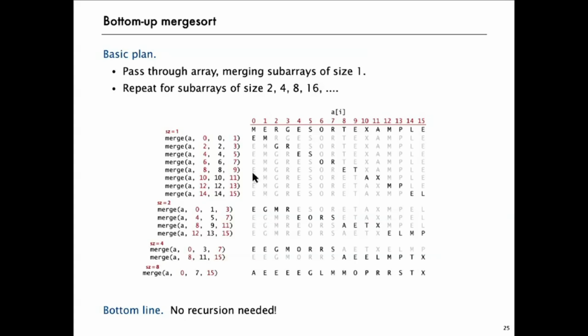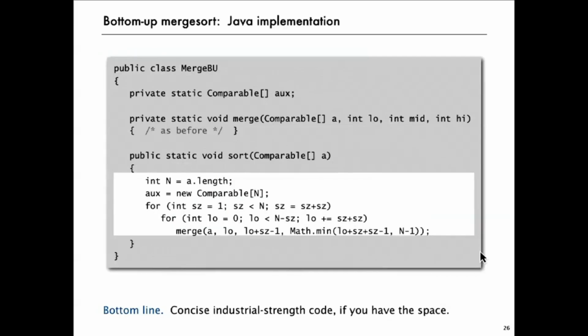Then in another pass through, we can take the EM and the GR and merge them together to make EGMR, and the ES and the OR, merge those together to make EORS and so forth, and we have 4 subarrays of size 4. One more pass makes 2 subarrays of size 8, and then the last pass is just a sorted array. The bottom line is a sequence of passes through the whole array, and there's no recursion needed at all. It's extremely easy to code up, as you can see from this code. We use the same merge code as before, and we take a nested for loop. The first one is the size of the subarray.